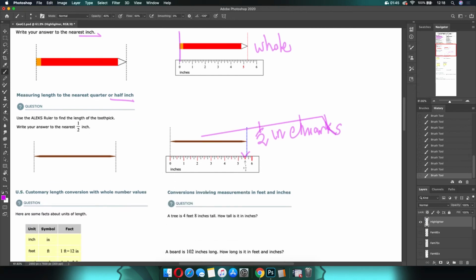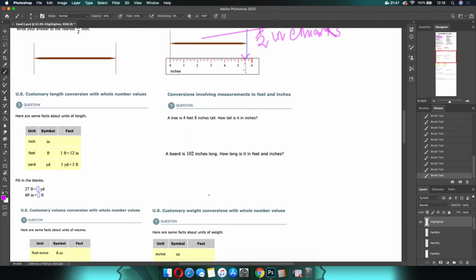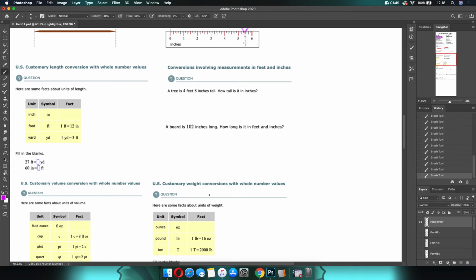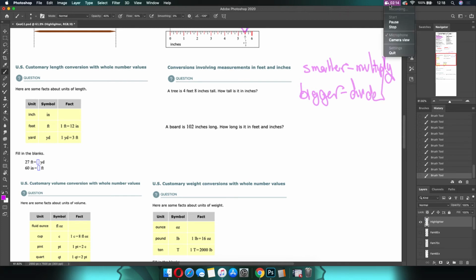So that being said, let's actually talk about some number conversions. The rule of thumb that you want to keep in mind is that if you are going smaller, you multiply. And if you are going bigger, you're going to divide. That is the big thing for you to keep in mind. Knowing that will make this easier for you.